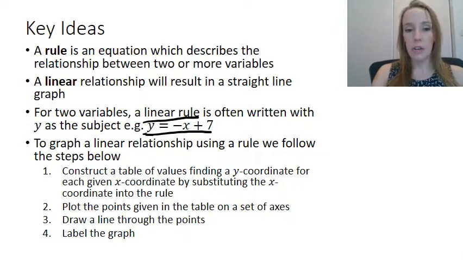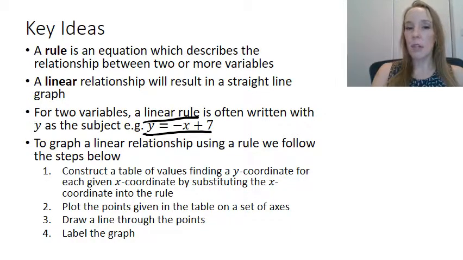So to graph a linear relationship using a rule, we follow a few steps. So the first step we do is we construct a table of values, finding a y coordinate for each given x coordinate, and to do that we substitute values of x into the rule and we solve it, and that'll give us a value for y.